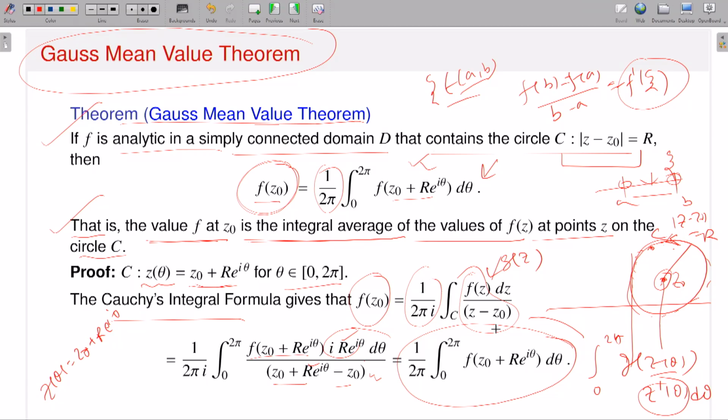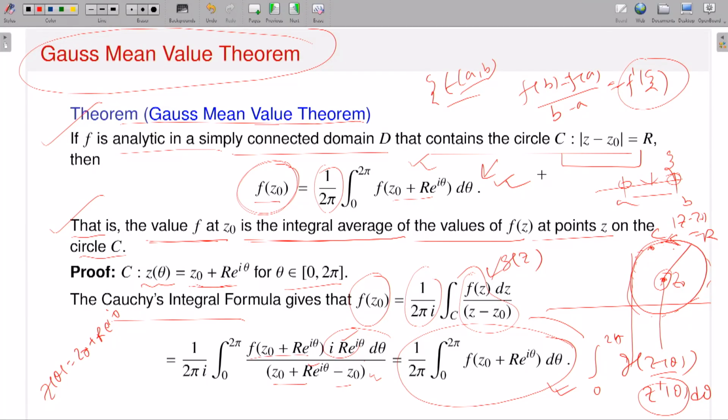The important part is that the value of the function at z naught is exactly equal to 1 by twice pi times the integral from 0 to 2 pi of f of z naught plus r e to the I theta d theta. This statement is the Gauss mean value theorem. It means the value of the function at the point z naught is the integral average of the values of f on the circle centered at z naught with radius r. So if I know the values of the function on the contour, I can get the value in the interior at the point z naught.